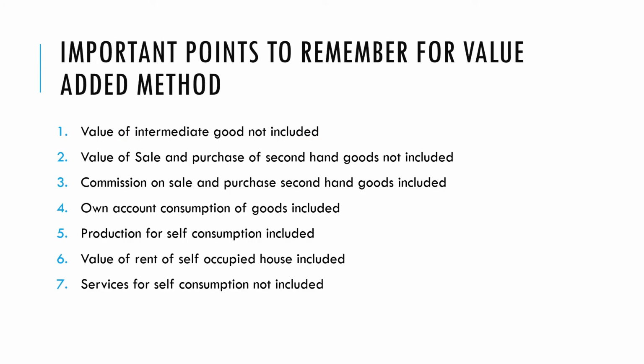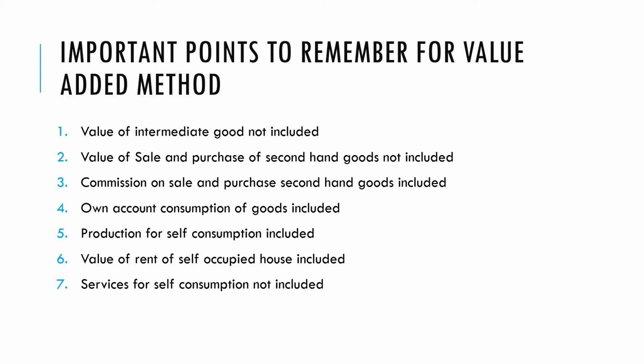Let us look at the important points to remember for value added method. First, value of intermediate goods is not included. Like raw material, as we have already mentioned, we have to deduct it from the value of output. Second, value of sale and purchase of second-hand goods is not included, as they are already accounted for in the year of production when they were first produced.